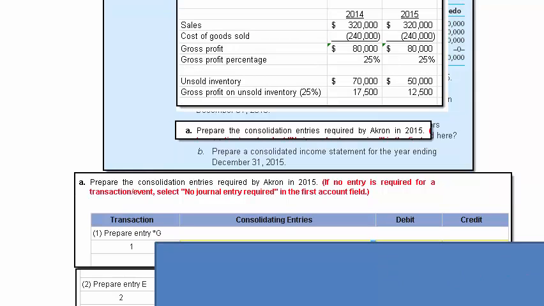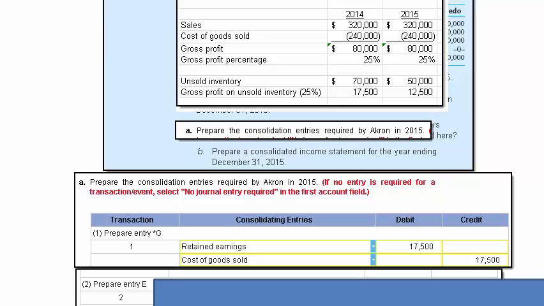Okay, so we need to prepare the consolidated entries required by Akron. So let me slide this one down so we can focus on the first entry. The first entry we need to do is calculate, and by the way, we're working with the 2015 consolidated financial statements. We had $17,500 gross profit in beginning inventory. Now, we need to eliminate that gross profit in beginning inventory. And the way you do that is you debit retained earnings $17,500 and credit cost of goods sold. This is, if you will, reversing the impact of the gross profit in beginning inventory.